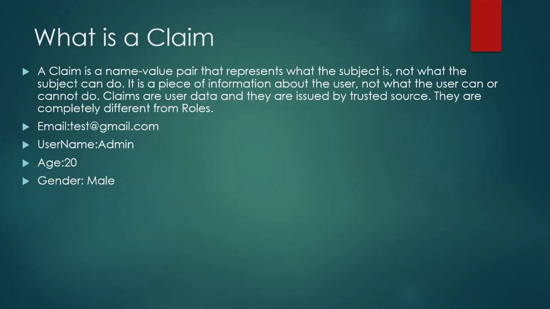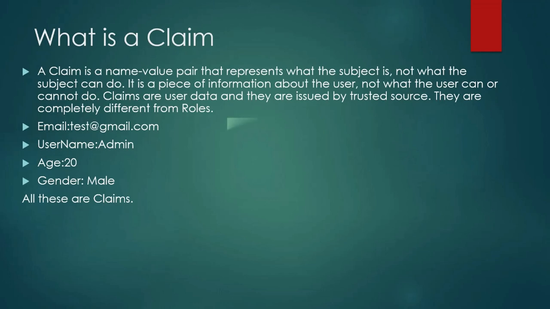You can see from our definition that it is a name-value pair. You give the name and the value. My claim is email and the value is test@gmail.com. The name is username and the value is admin. For age, the name is age and the value is 20. Gender is the name and the value is male. These are what we are calling claims. As you can see, it is a piece of information about the user. All these are claims.